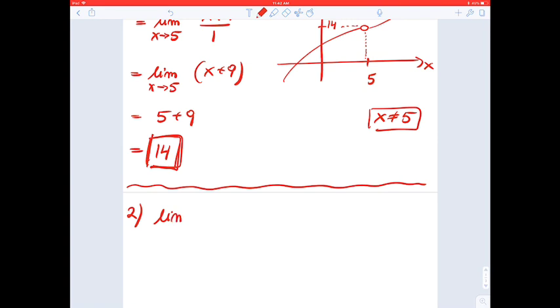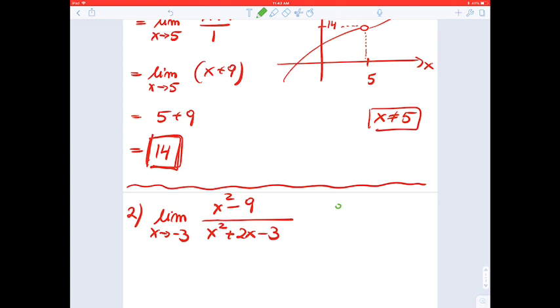Okay, limit number 2. Let's take the limit as x goes to negative 3 of (x squared minus 9), and in the denominator, x squared plus 2x minus 3. Okay, again I see a rational function, the ratio of two polynomials, and we have to investigate the behavior at negative 3. Let's do the same. Let's try directly substituting negative 3 and see what happens.